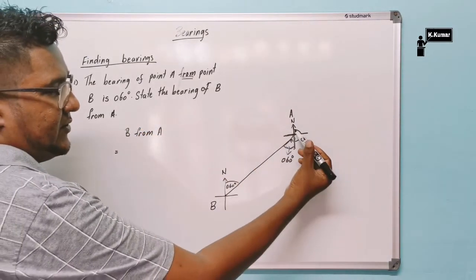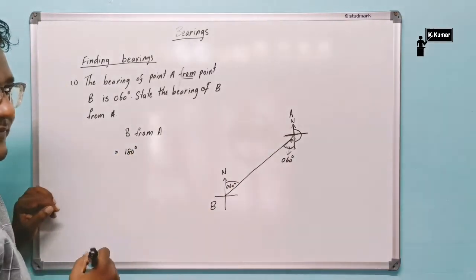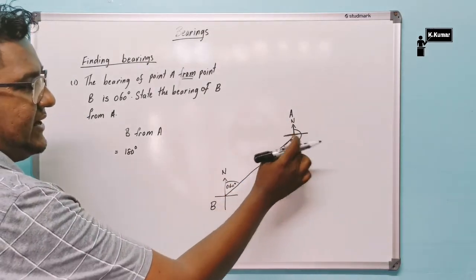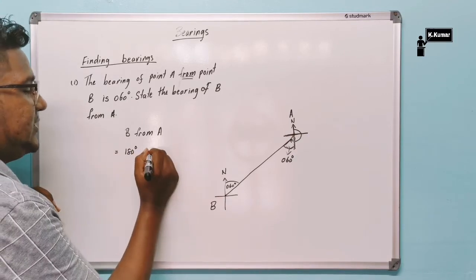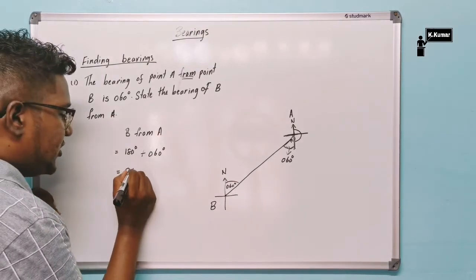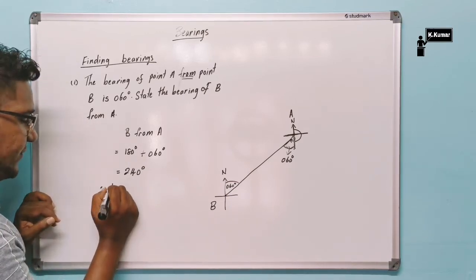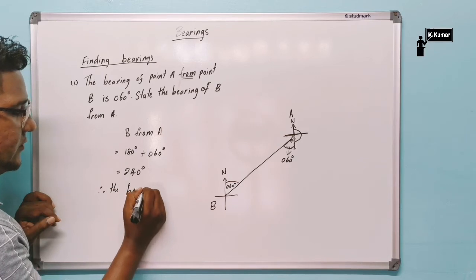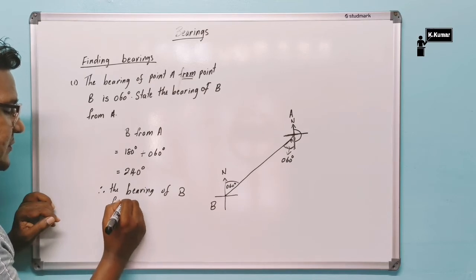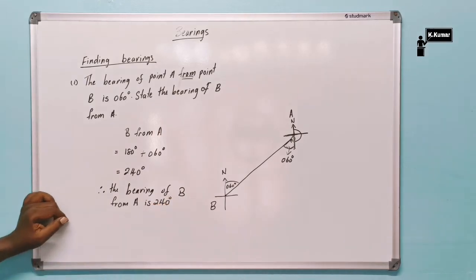So the first thing we know is that from north to this south line is 180 degrees. And we know that from this south line to the bearing line is 060. So to find the entire thing, it's going to be 180 degrees plus 060 degrees. And that's going to give me 240 degrees. Therefore, the bearing of B from A is 240 degrees.